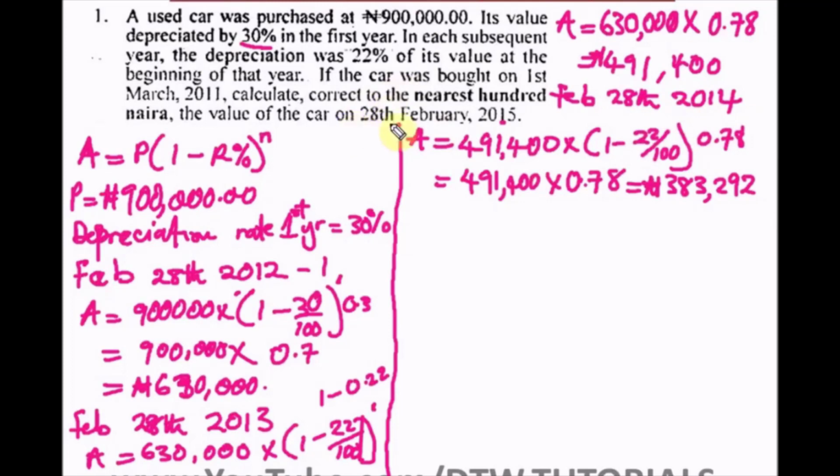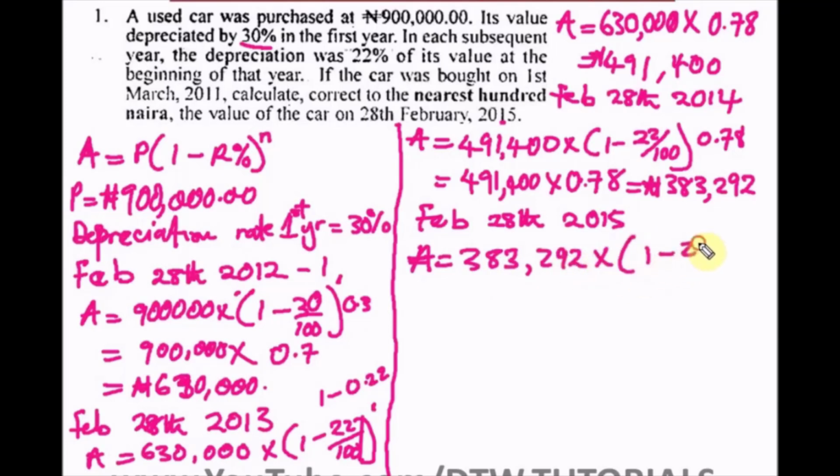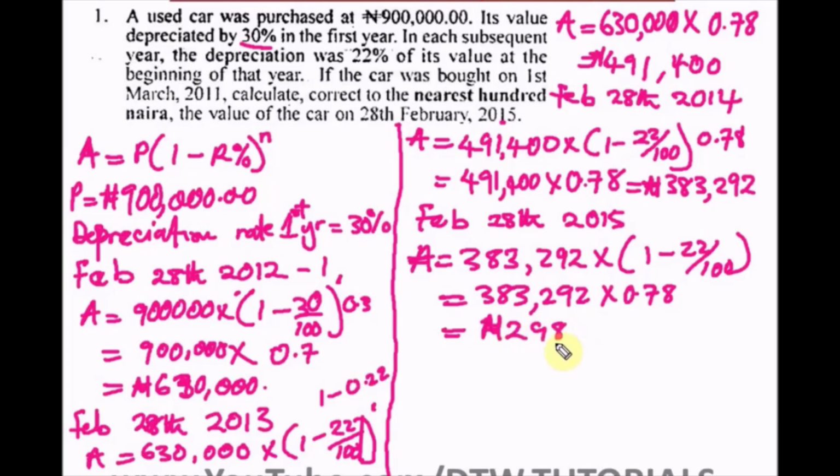So let's find the final amount it depreciated by in 2015. All right, so we have February 28th, 2015. So we are going to use this amount still. So we have A, the amount, to be equal to 383,292 multiplied by bracket 1 minus 22 divided by 100. All right, so we have 383,292 times 0.78. And when you punch in your calculator, what is this value going to give us? We are going to have naira 298,967.76. Okay, so this is our final answer.